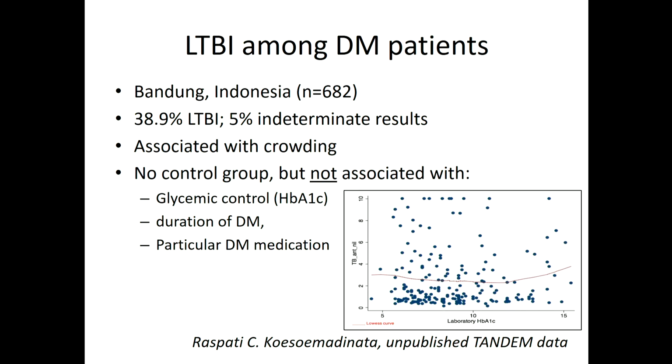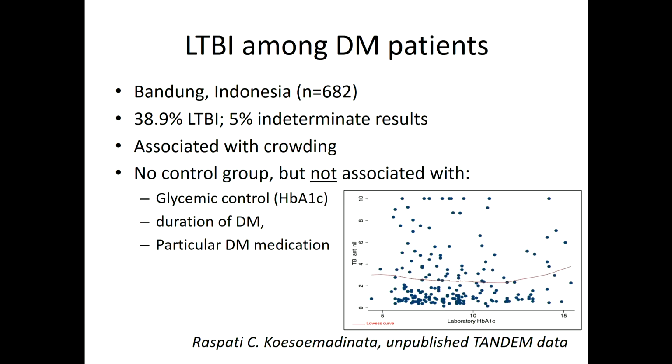Now, we don't have a direct comparison for this, but this is an interesting set of data from the Bandung site in Indonesia again. This is also done in the other sites, showing the rate of latent TB using IGRA in a diabetes cohort. On the x-axis is the HbA1c value. On the y-axis is the level of interferon gamma, the antigen level minus the nil, the negative control. And you see that there is no relation with the HbA1c value. We see no relation also with duration of diabetes or with any particular diabetes medication.